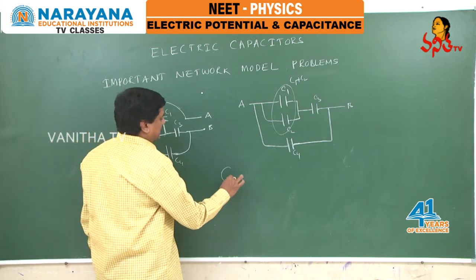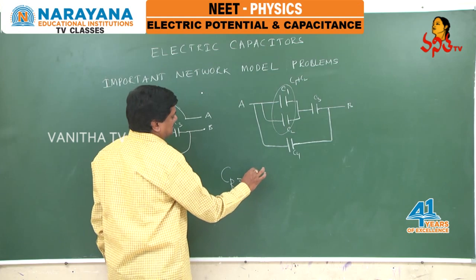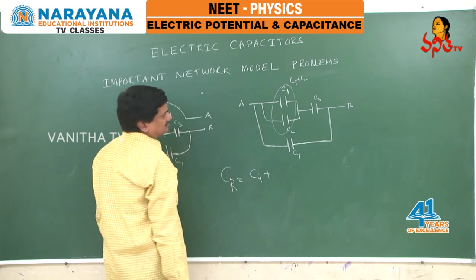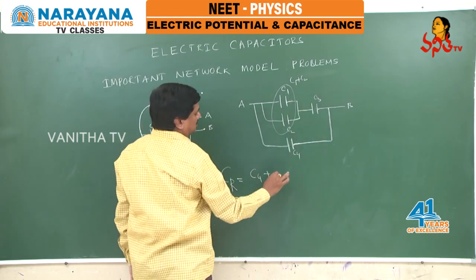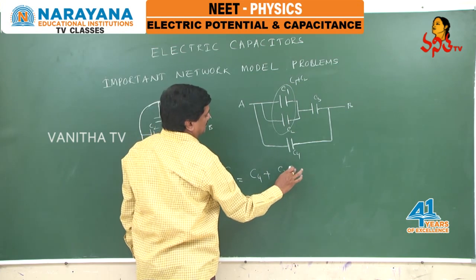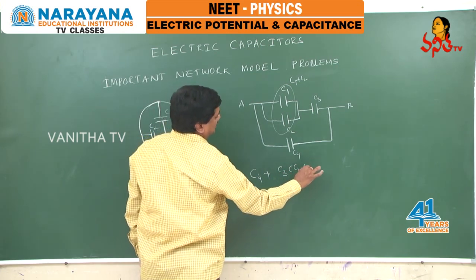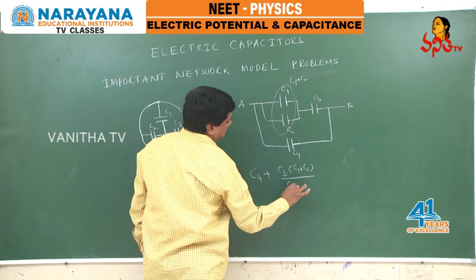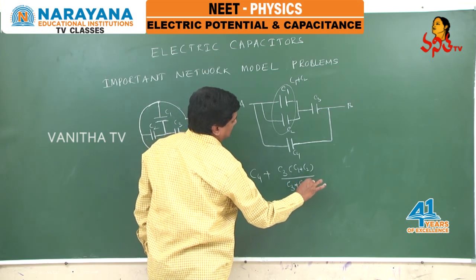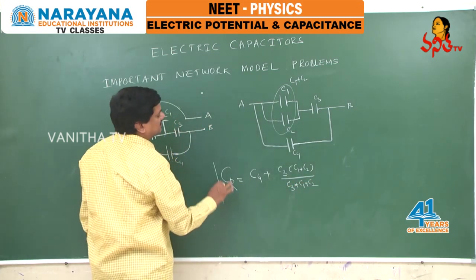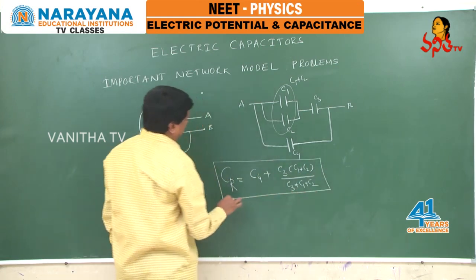So, if I write the equation for the resultant capacitance, C4 plus, these two are in series. What are those two? C3, and what is the other one? C3 times (C1 plus C2) by (C3 plus C1 plus C2). This is the equation for the resultant capacitance of this network.